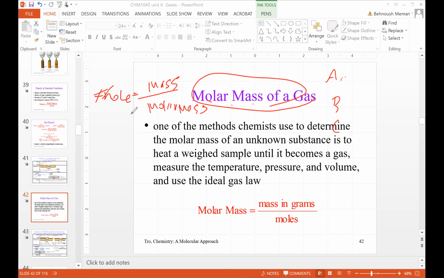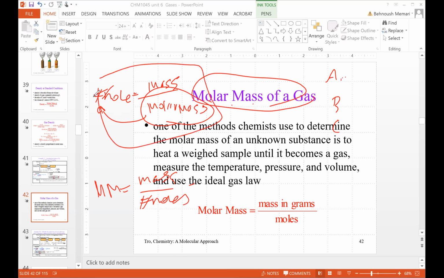You can just rearrange this formula. So if you want to find the molar mass, the mole is going to be switched around. So molar mass is mass over number of moles. It's coming from the original formula of number of moles equals mass over molar mass. And how do you find the number of moles? To find the number of moles, you need PV equals nRT. You rearrange this: n equals PV over RT.